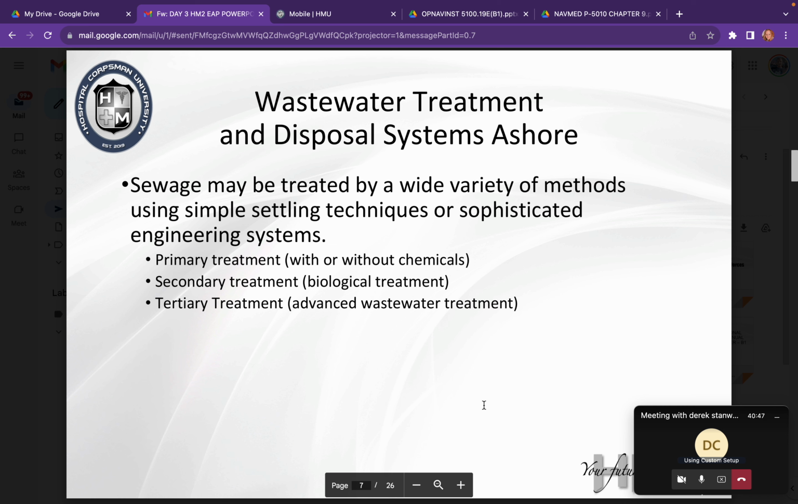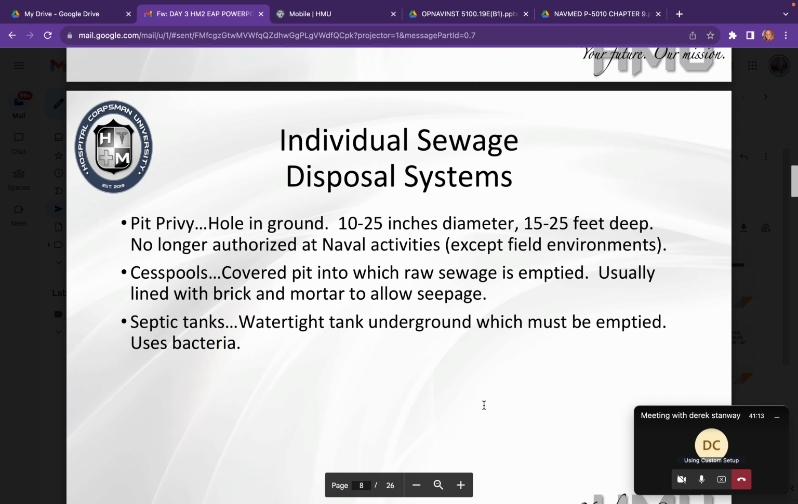Wastewater treatment and disposal systems ashore. There's a little bit of variance. Sewage may be treated by a wide variety of methods using simple settling techniques or sophisticated engineering systems. Primary treatment consists of settling, with or without chemicals. Secondary treatment is biological treatment. And then tertiary treatment is your advanced wastewater treatment. Know those 3.